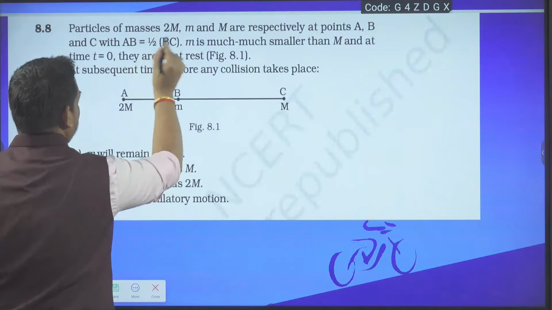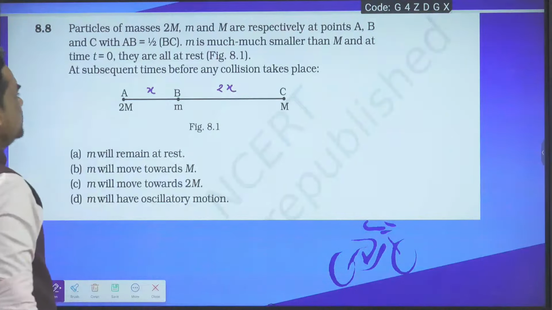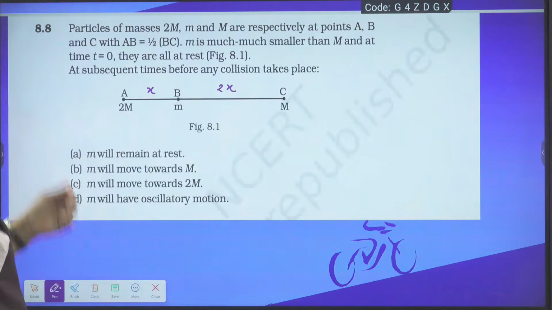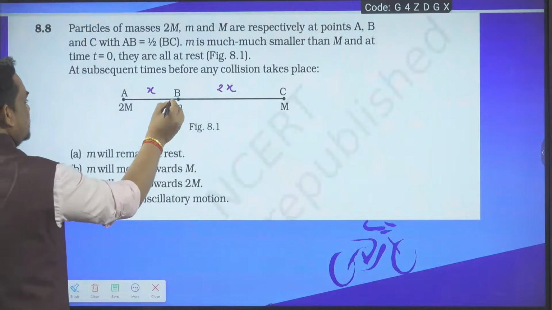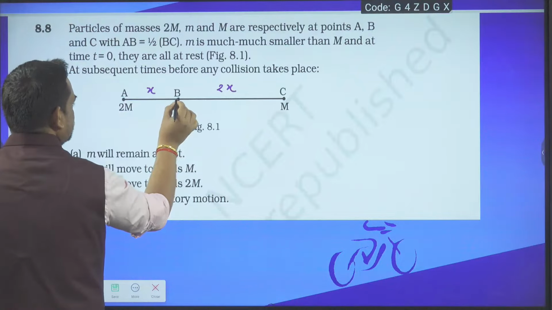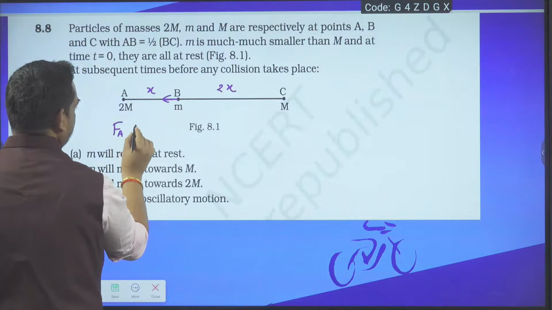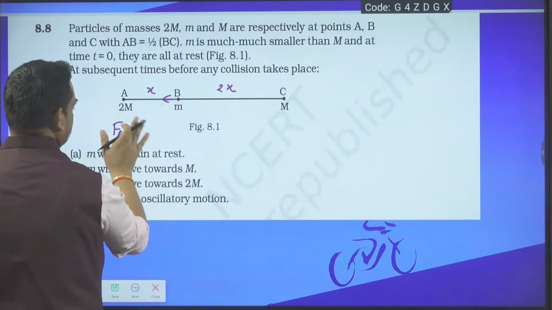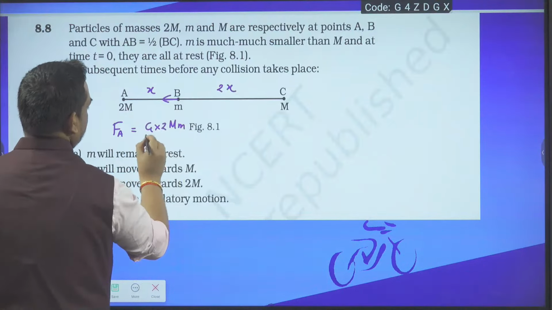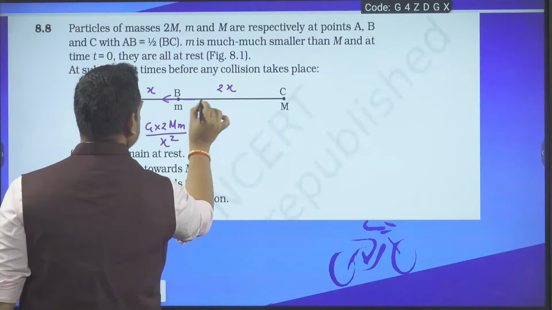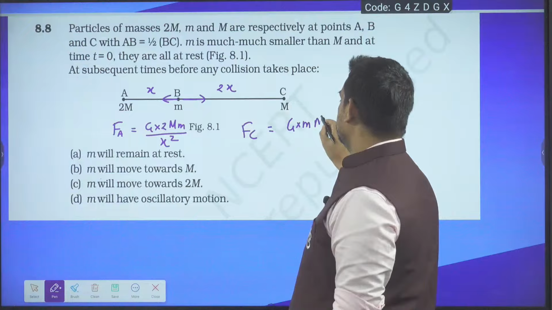AB is half of BC. BC is double actually. If I take this one as x, this one is 2x. M is much smaller than m, and at t equal to 0 they are all at rest, at subsequent times before any collision. So we have to talk about the M. This will try to attract here. What are the forces? Force of A, basically, on this side will be G into 2m by x square. And this side C will apply. So the force of C here we can say is G into m divided by 4x square.